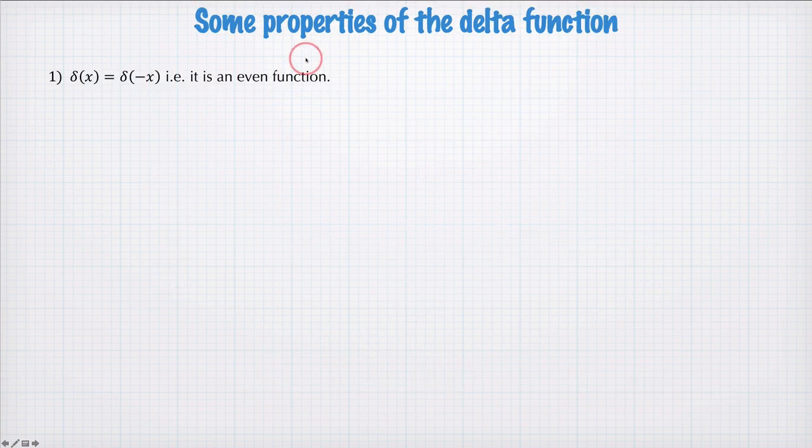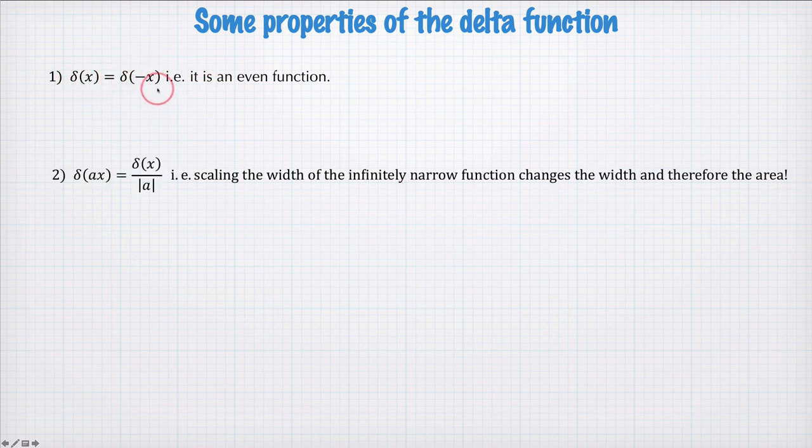Here are a few other properties of the delta function. This is by no means an exhaustive list, just some of the ones that may come in useful. Delta x is an even function, so delta x is equal to delta minus x. You can scale the delta function.